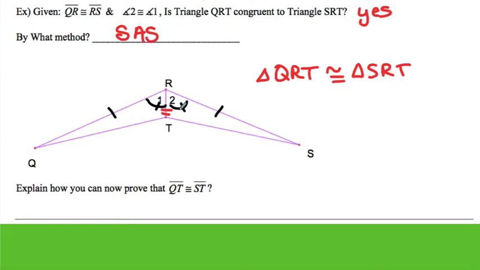All right, so now that we've proved the triangles are congruent, could we say that QT is congruent to ST? Well, if these two triangles are congruent, I'm going to put a dot in each one, then QT is congruent to ST, and the reason would be because of corresponding parts of congruent triangles are congruent, CPCTC, okay?